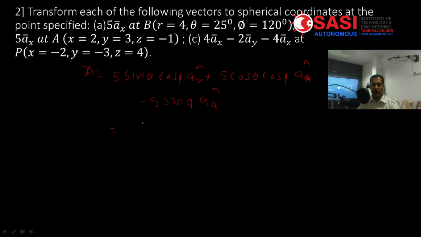So for point A, if we keep the value of theta and phi, we will get minus 1.057 AR cap minus 2.66 A theta cap minus 4.33 A phi cap. So this will be the solution for part A. So part B we will solve.